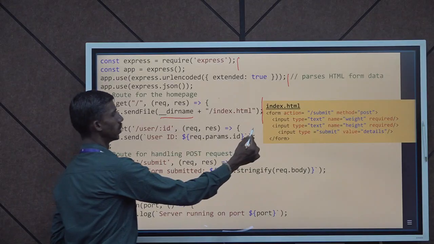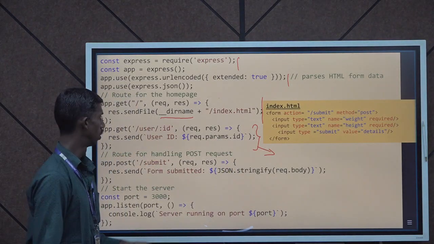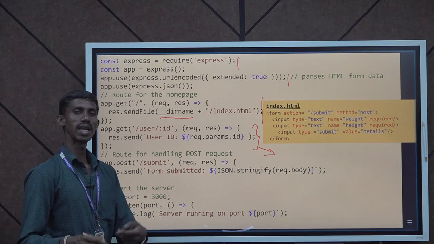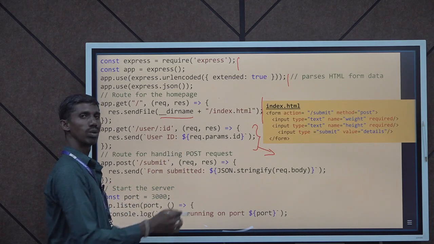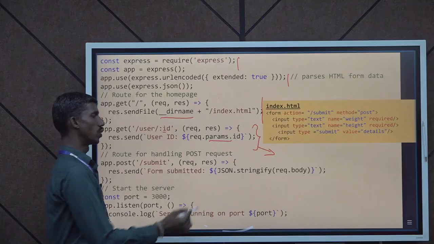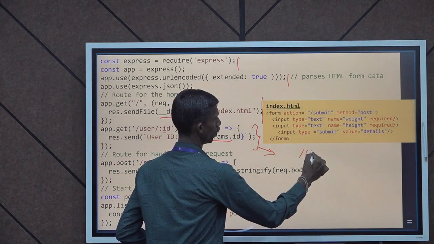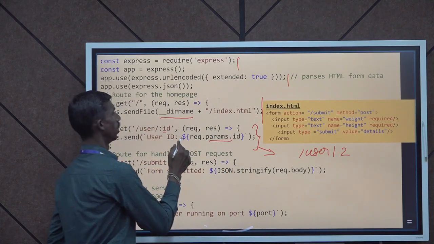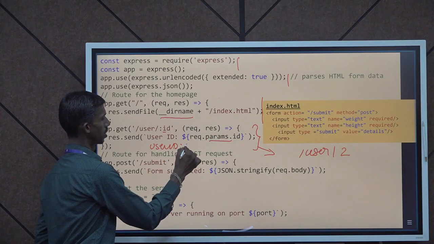The next point is how we have to work with parameters. If the route is user slash :id, I want to display what ID is given by the user. With the help of request.params, the id is the ID. When you do that, it displays what ID was sent. For example, if user slash ID is 2, then it displays user ID as 2.